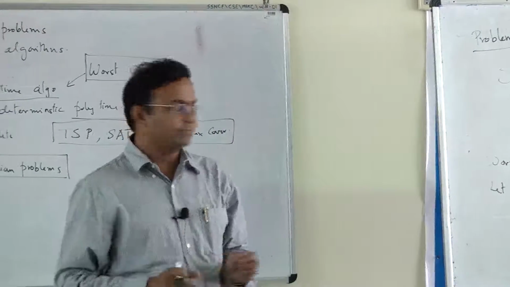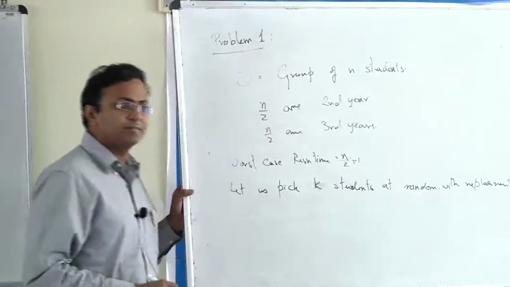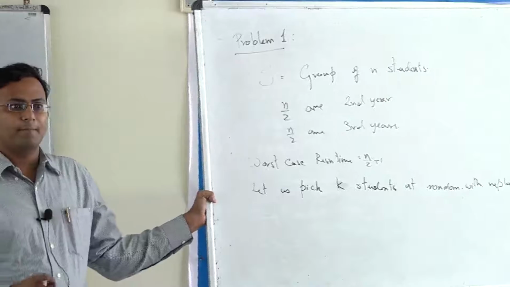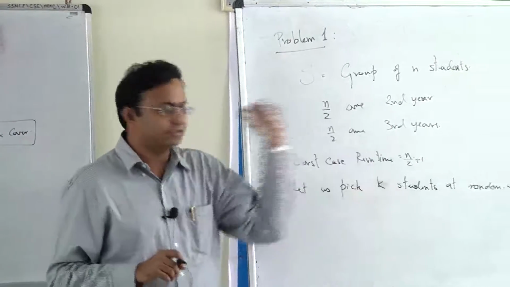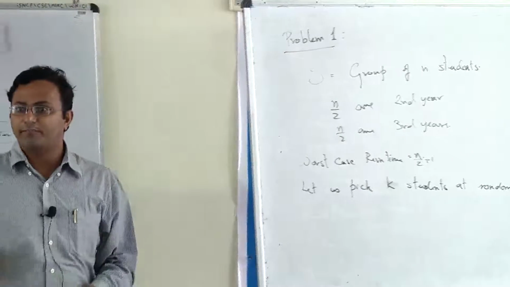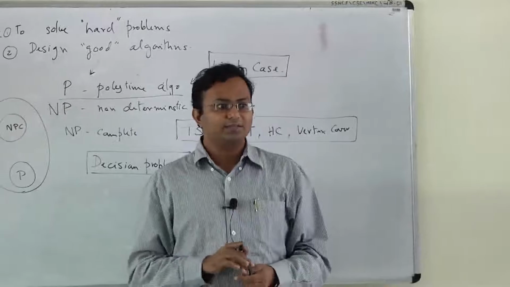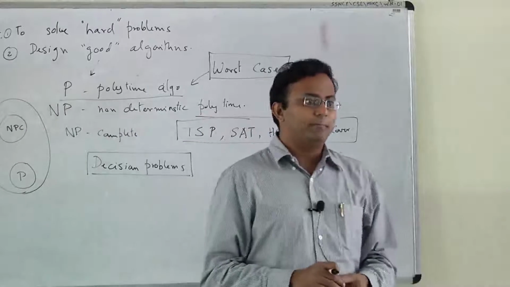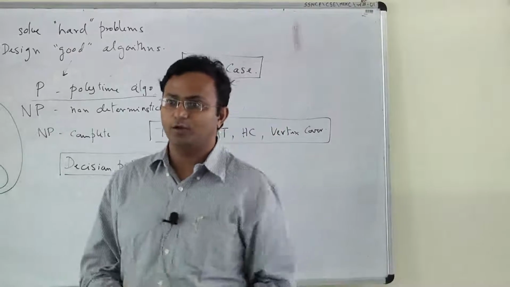That's the whole thing. Now, what is the probability that I would not get a single student in the second year? Or in other words, I pick K balls, what is the probability that I will not get a single yellow ball?